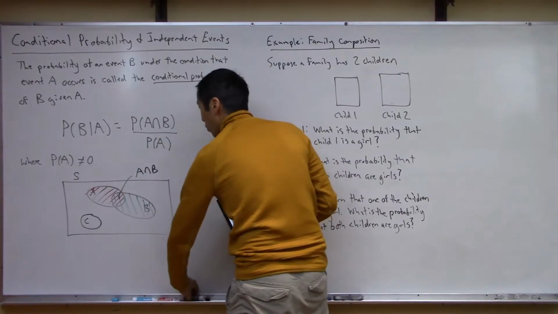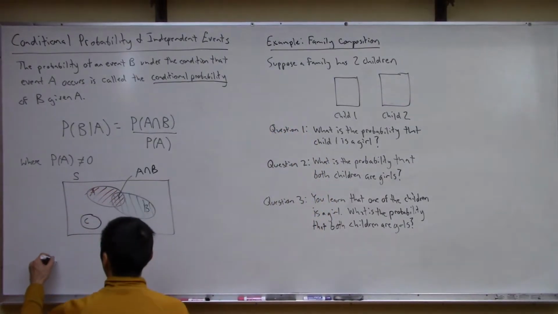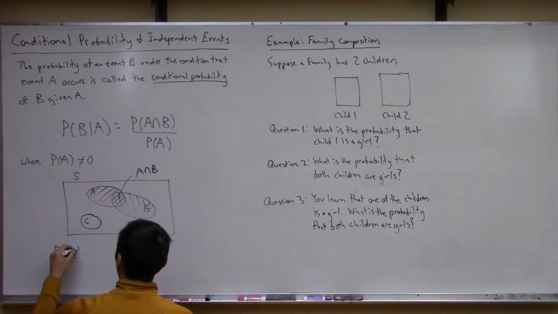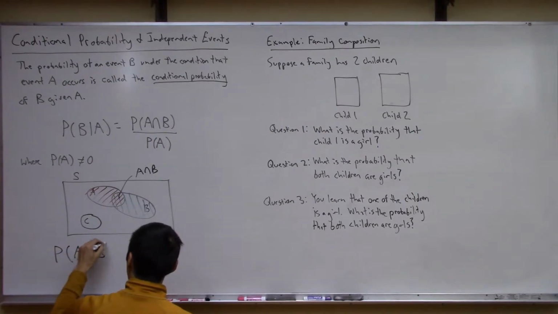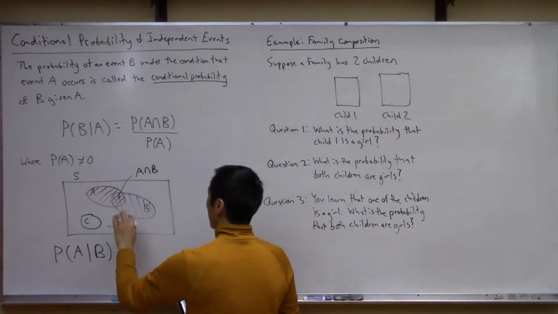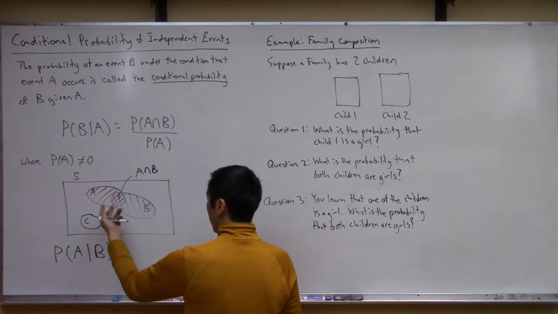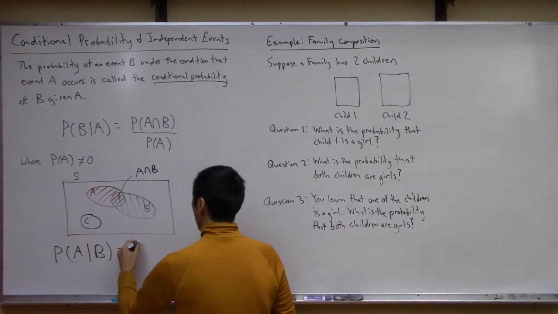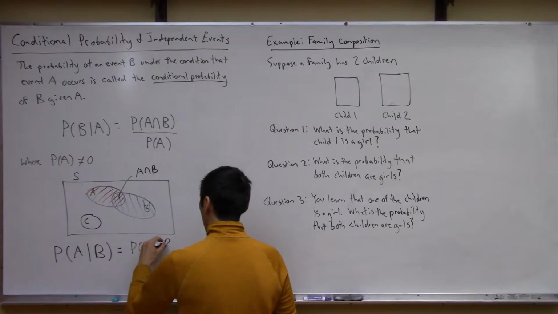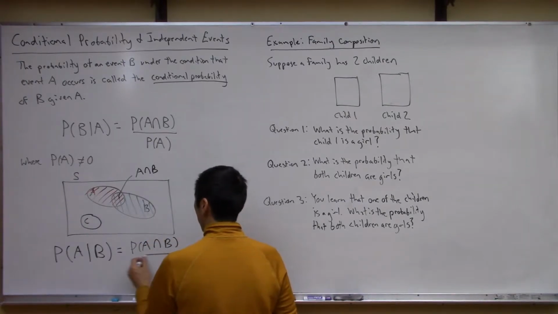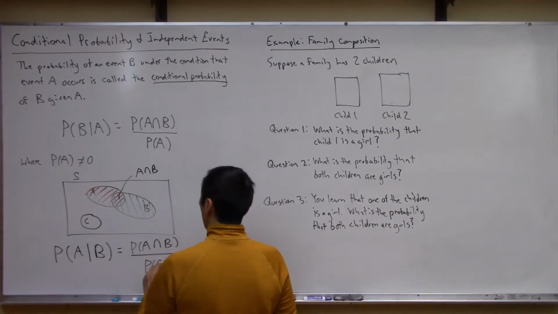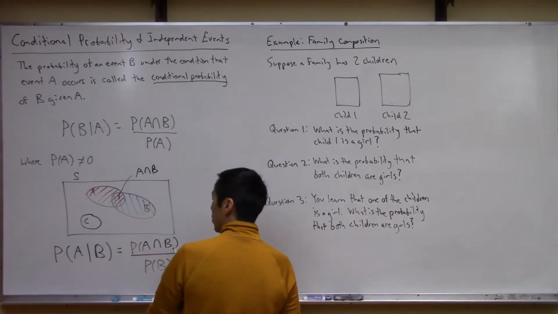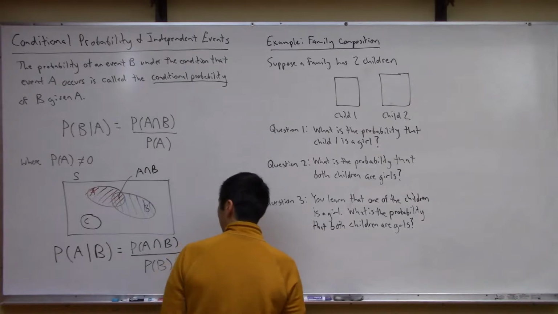And you can flip this around easily. If you're looking for the probability of A given that B has occurred, it's the same idea, just flipped vice versa. So it's the probability of A intersect B, or B intersect A, however you want to think about it, but now the denominator is the probability of B. So let's save these two equations. We're going to come back to them in a second.